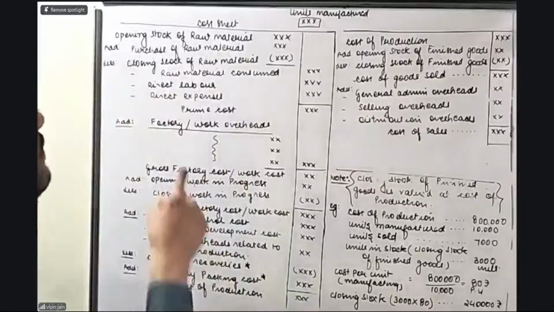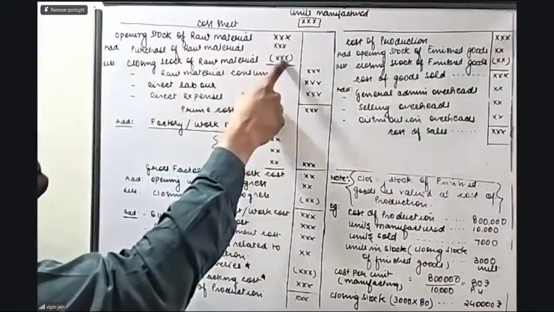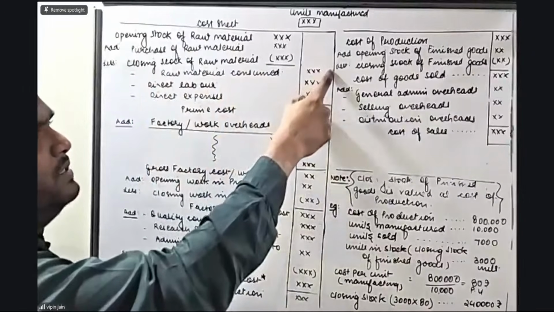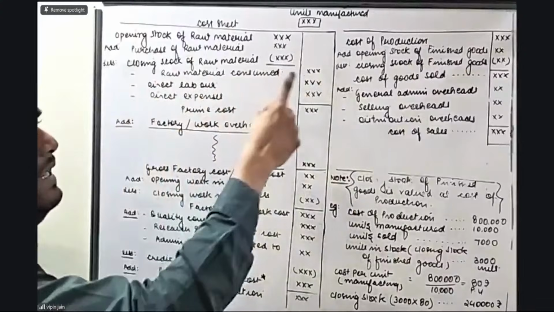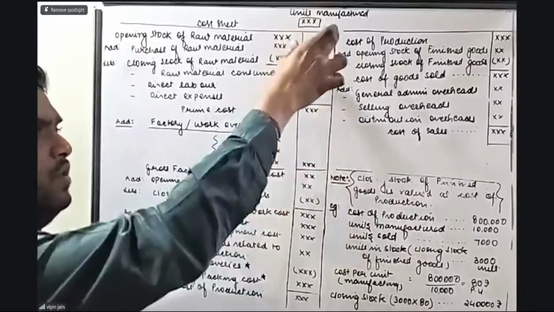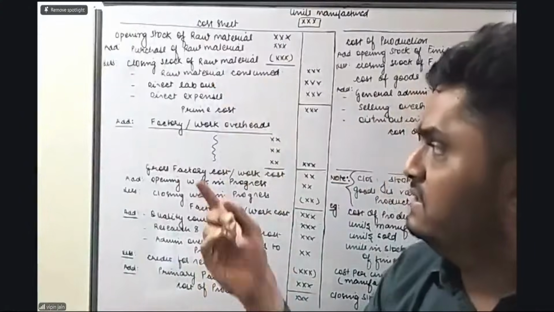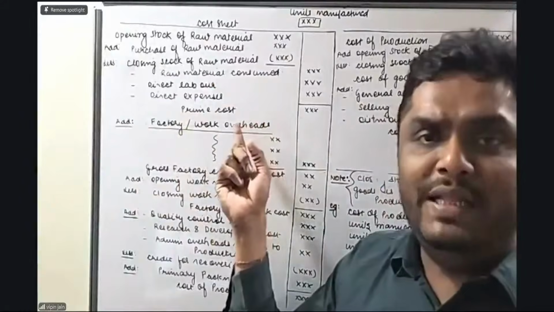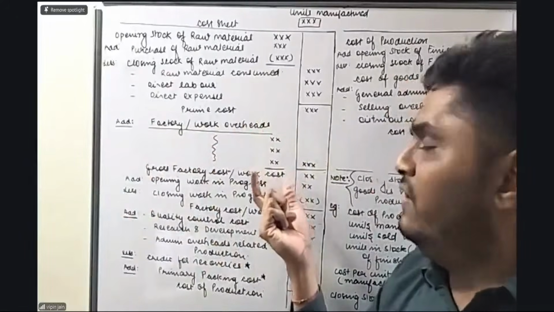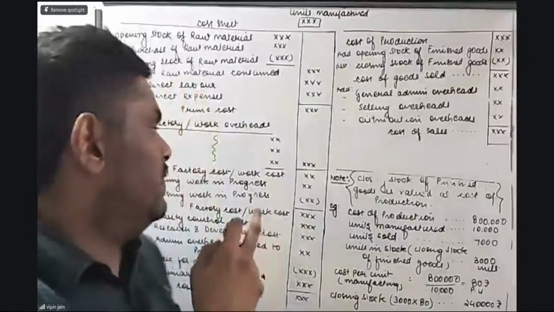So starting with what? First of all, opening stock of raw material, add purchase of raw material, less closing stock of raw material, we will get raw material consumed. In this, we will add direct labor and direct expenses, we will get the prime cost. So what is prime cost? Direct material, direct labor, and direct expenses. After calculating the prime cost, we will add all the factory overheads. So after writing all the factory overheads, what will we get? The gross factory cost or work cost.